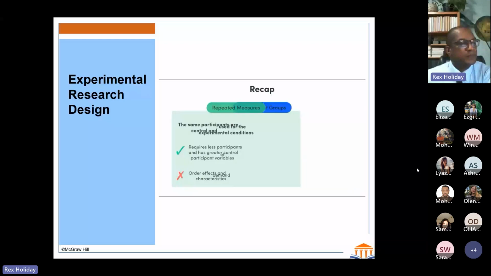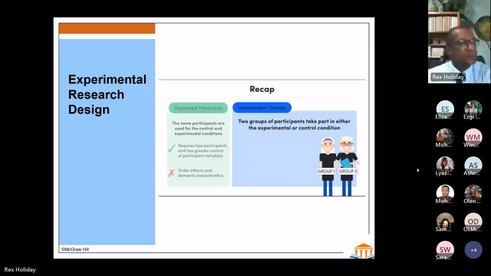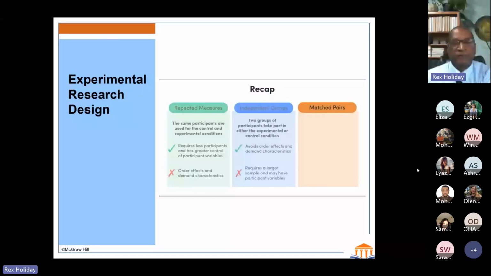For an independent groups design, you have two groups of participants who take part in either the experimental or control condition. This is good. You can avoid order effects and demand characteristics, but you need a bigger sample and can have participant variables. And for a matched pairs design, you have two groups of matched participants who take part in either the experimental or control condition. This avoids order effects and participant variables, but there are still issues with sample size and with practicalities.